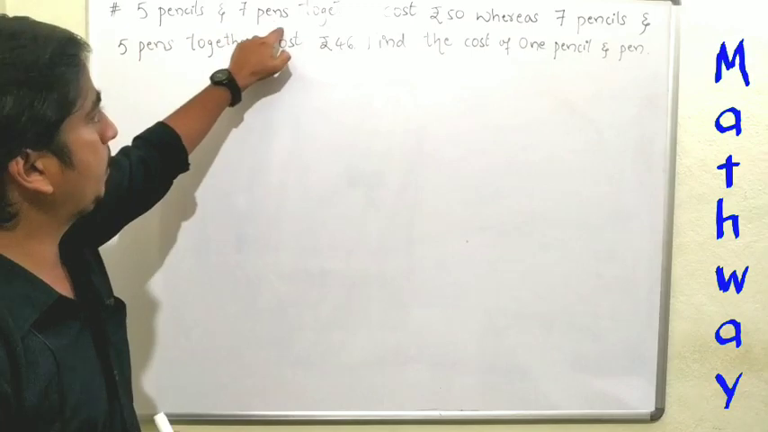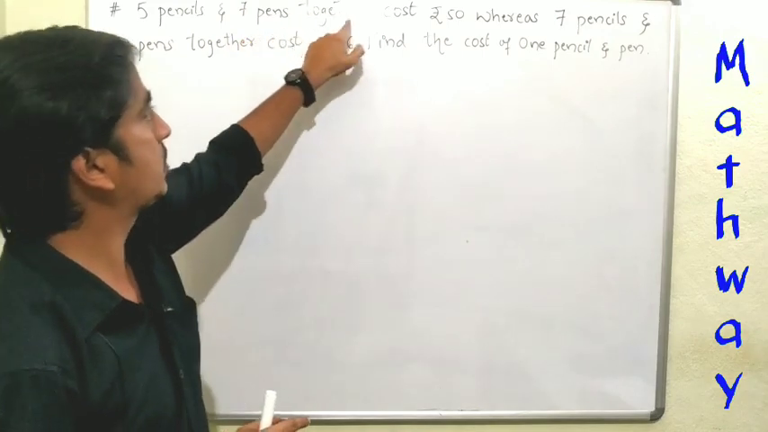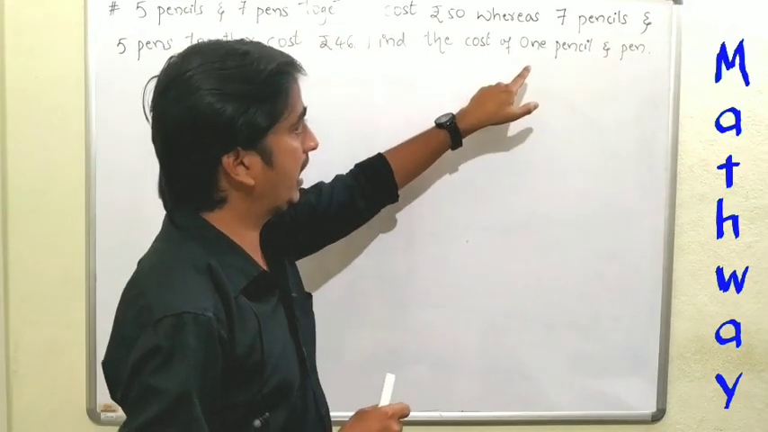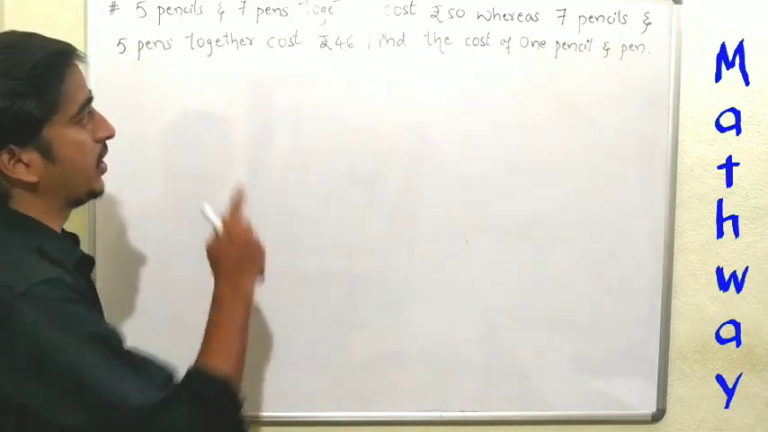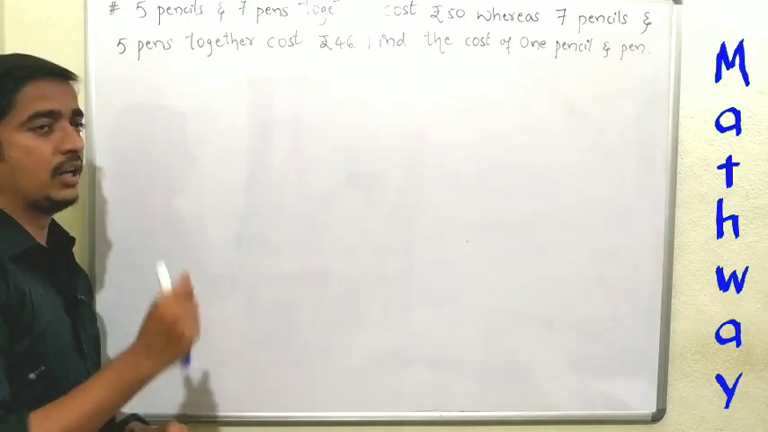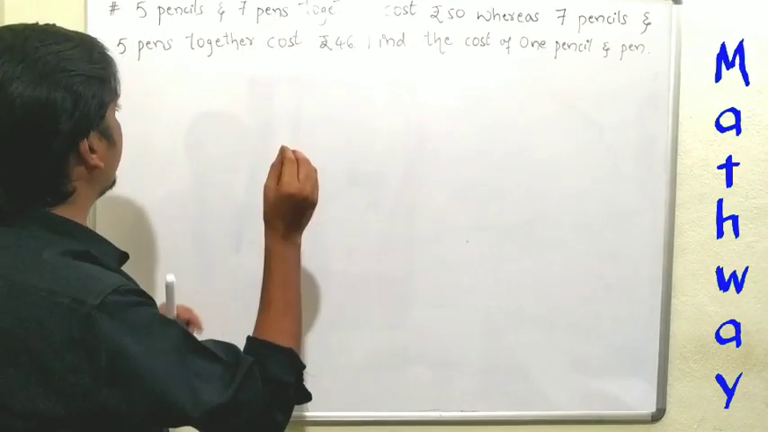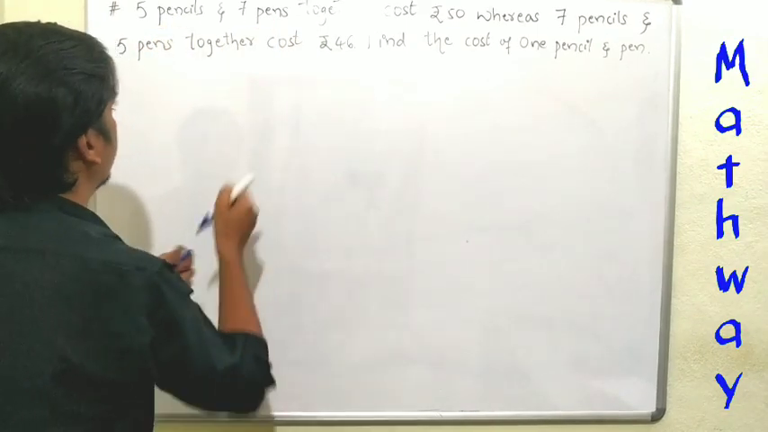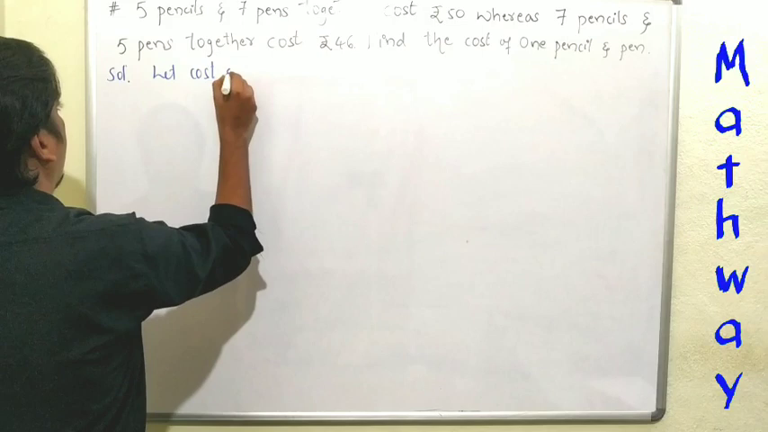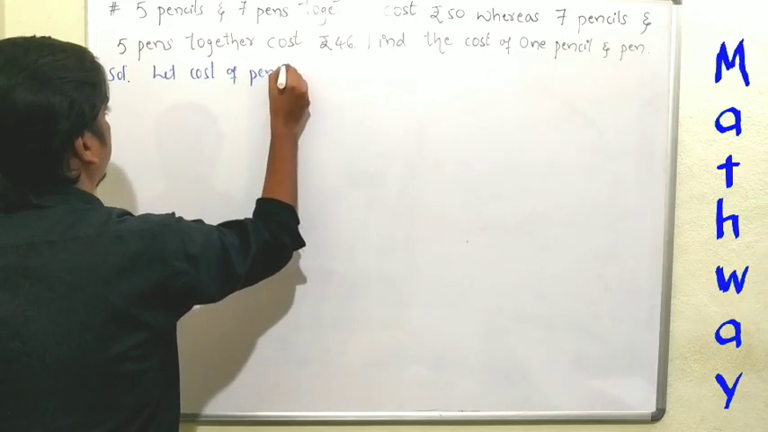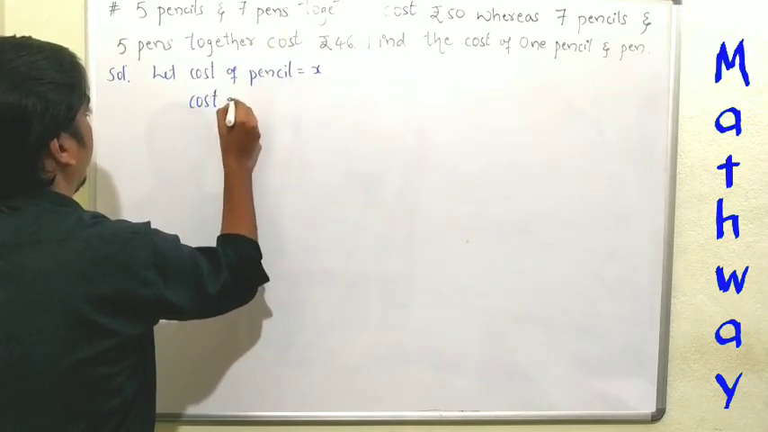5 pencils and 7 pens together cost 50 rupees, whereas 7 pencils and 5 pens together cost 46 rupees. Find the cost of 1 pencil and 1 pen. Here two things are there, pencil and pen. Let the cost of a pencil be x. Then the cost of a pen, you can take y.